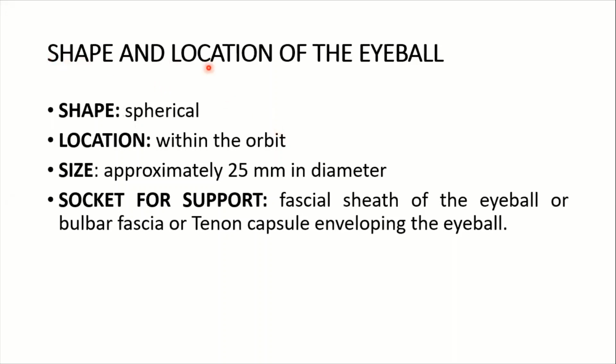So the shape and location of the eyeball: its shape is spherical. Location, of course, I told you already, it is within the orbit, and its size is approximately 25 millimeters in diameter. And the socket for support of the eyeball is the facial sheath of the eyeball, or the bulbar fascia, or Tenon capsule, enveloping the eyeball.